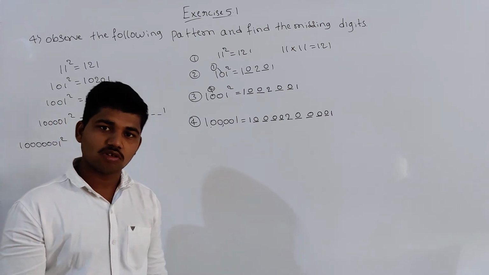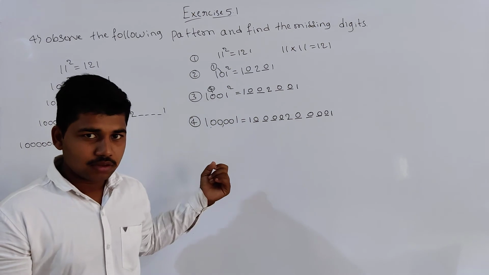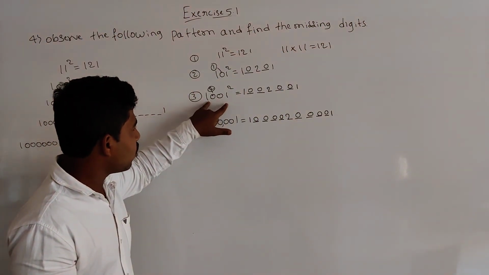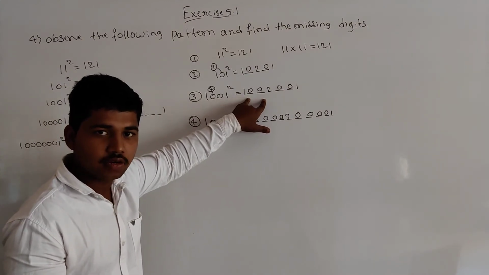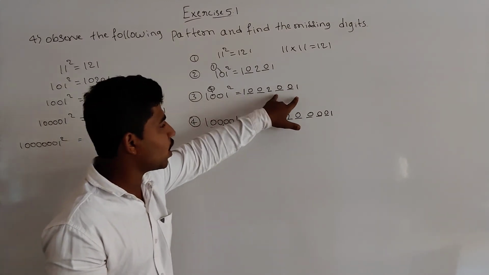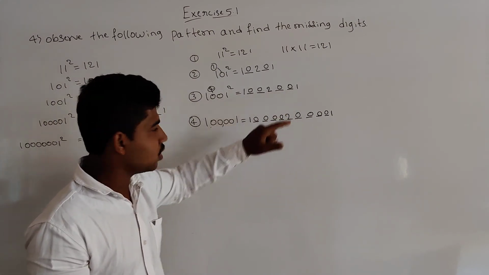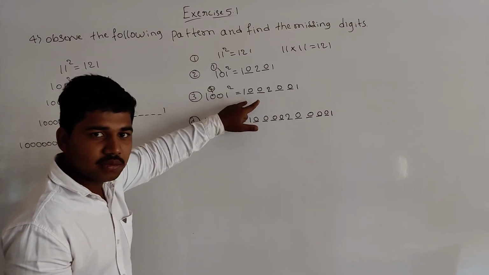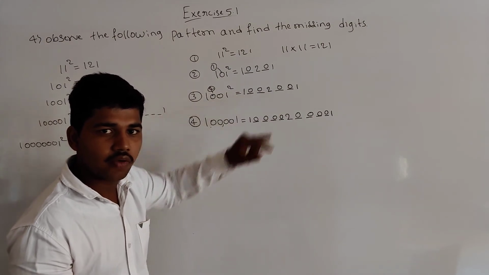Third problem is the 1001. Already you know that 11 square means 121. In between the 1 and 1 we have the 2 zeros. That's why we will have the 2 places to fill the 2 zeros. Again from 2 to 1 we will have the 2 places to fill the zeros. After completion, when you are leaving the places, you should add the zeros in between the 1 and 2 and the 2 and the 1.